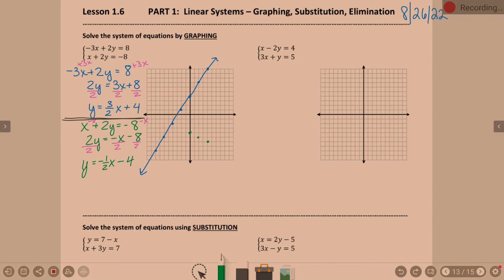Or I can reverse it. Positive 1, negative 2, which is what I'm going to have to do here, and go up 1, left 2. Did I hit a key point? I touched the other line, which is what I needed to do.